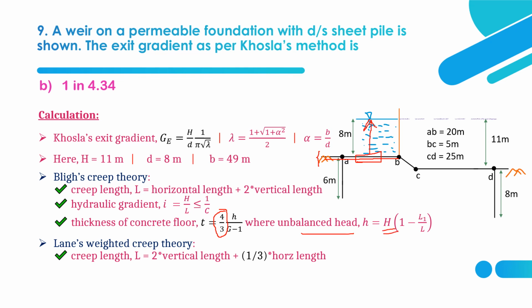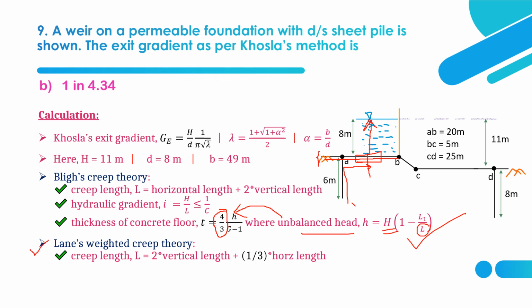H is the level difference between upstream and downstream side, and 1 minus L1 by L. L we know is the total creep length. What is L1? The creep length up to here. Up to here, what is the creep length? That is L1. So by using this relation, we can find the unbalanced head. So just substitute here G H by G minus 1. G is the specific gravity of concrete. So by using this, thickness of concrete floor is given as 4 by 3 H by G minus 1.